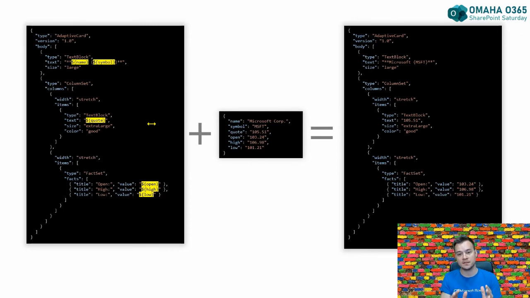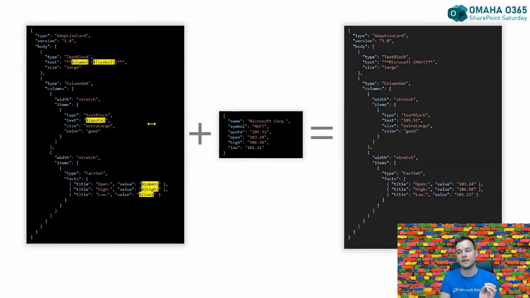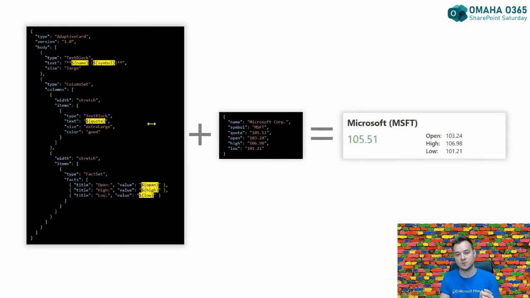You can replace the values in the adaptive card's code with the placeholders, and then you just provide the data in a JSON format, and these two things are being merged in real time as a card is being generated into the same working scenario, the same working example.